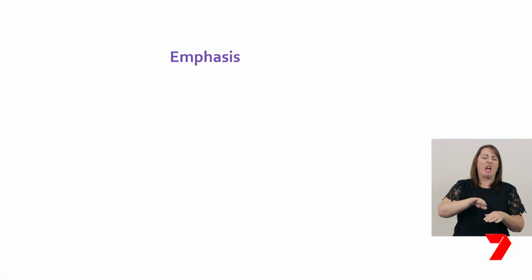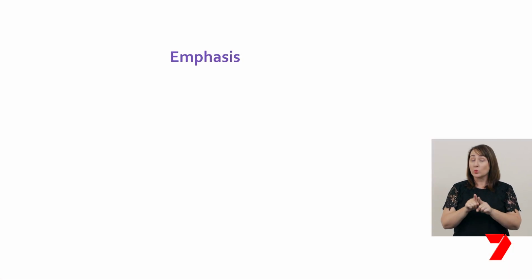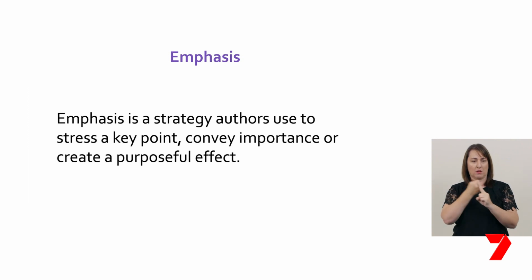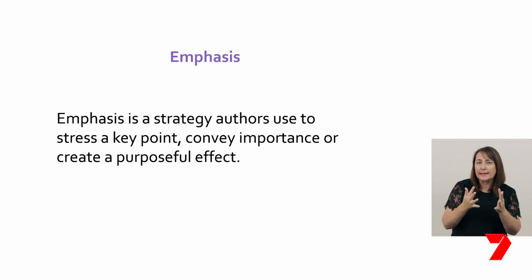Authors also use emphasis to influence their readers. Emphasis is a strategy authors use to stress a key point, convey importance, or create a purposeful effect. Emphasis can be achieved through language features such as modality, repetition, and exaggeration. Punctuation, such as an exclamation mark, can emphasise words or ideas.